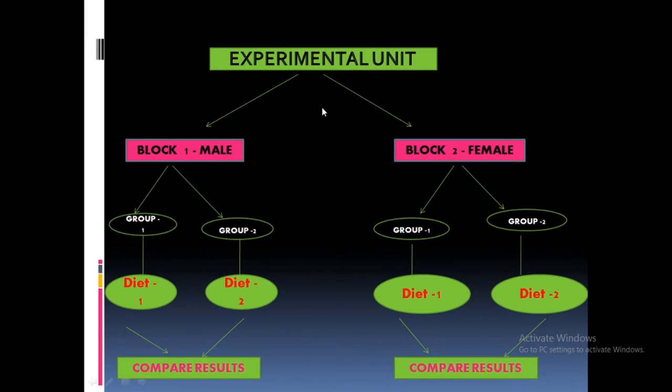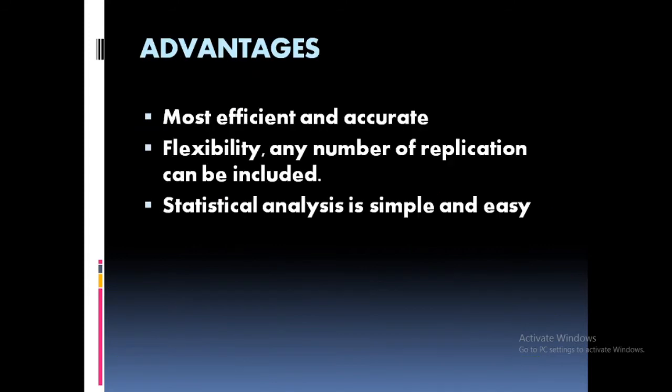So the first principle here is local control, then randomization, then replication. Here itself we are comparing the results. That is the way the experiment is done. Understood? This is known as the second type of design, the randomized block design, RBD. Its advantages: it is most efficient and accurate, it has flexibility, any number of replications can be included with no restriction, and the statistical analysis is very simple and easy. So that's the advantage. Okay.